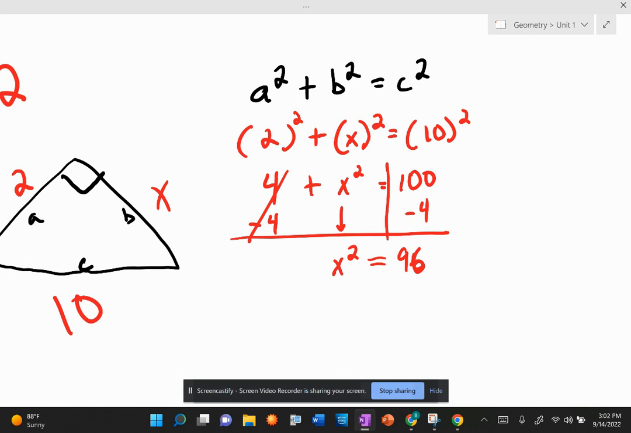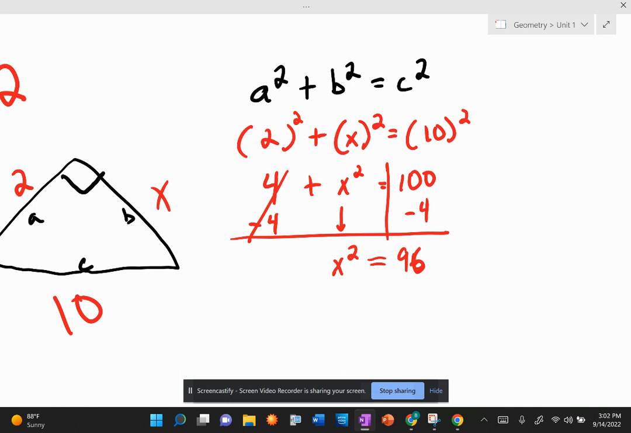Oh, I see what you're saying. If it would have been 2x instead of x squared, yes. Because 2x is multiplying, so the inverse is division. But for an exponent, the inverse is taking the square root.